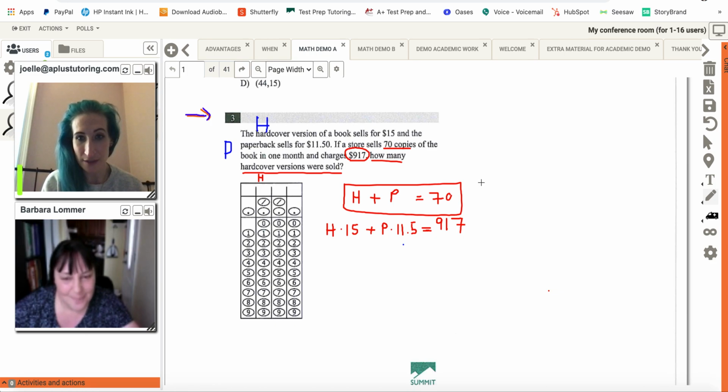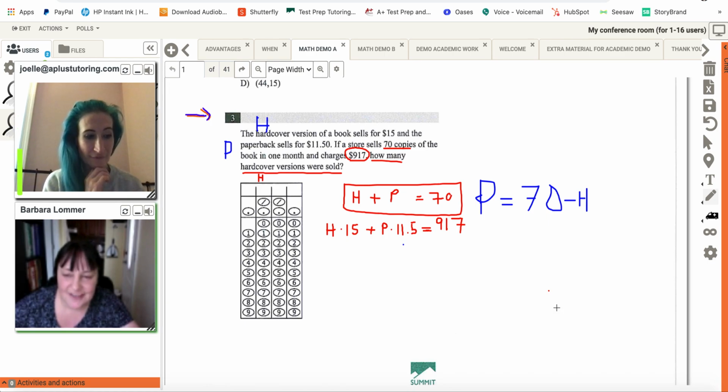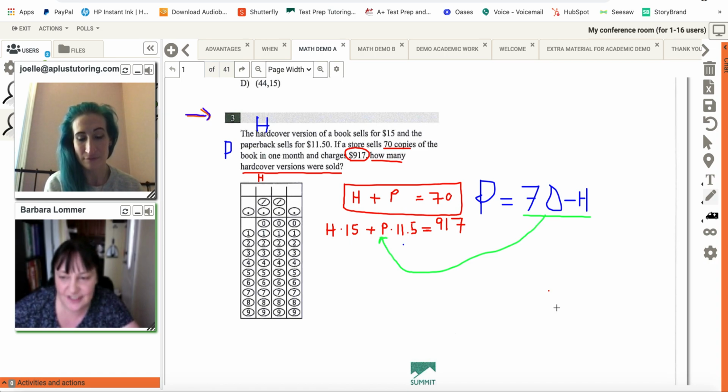Okay, so it's going to be P equals 70 minus H. Okay, nice. Now, since we're doing substitution, we'll take 70 minus H and we will substitute into that second equation. So instead of writing P, I'm now going to write 70 minus H.